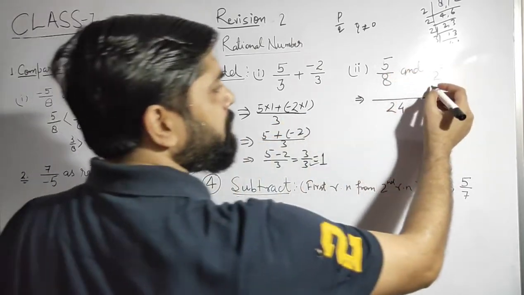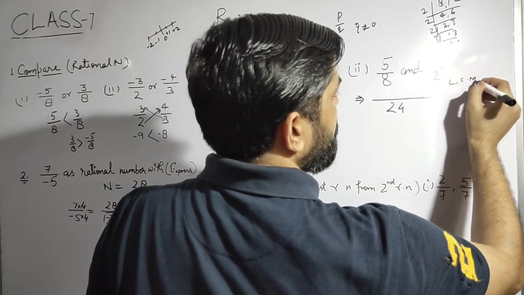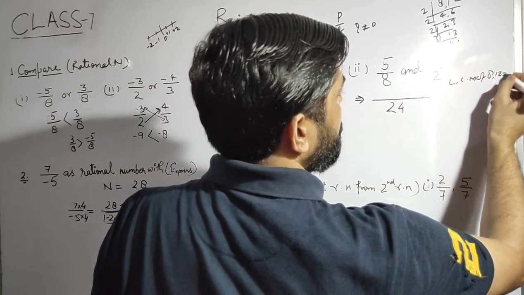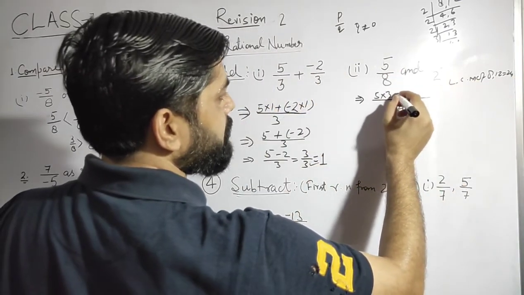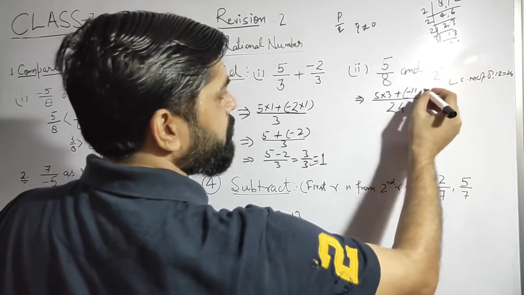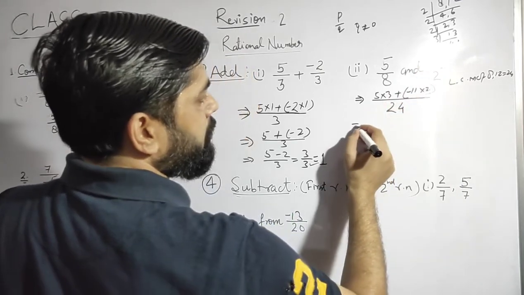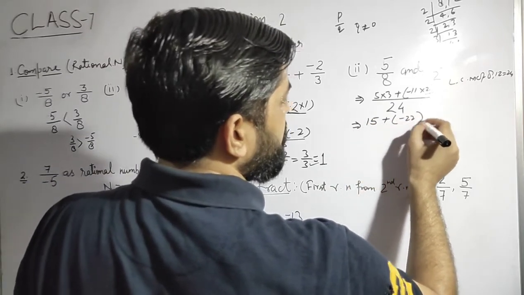LCM of 8 and 12. So what is the LCM of 8 and 12? The LCM of 8 and 12 is 24. Now 8 threes are 24, so 5 multiplied by 3, minus 11, and 12 twos are 24, so multiplied by 2. Then 5 threes are 15, plus 22.